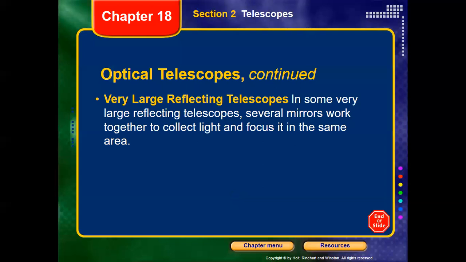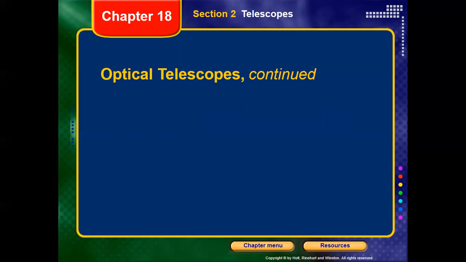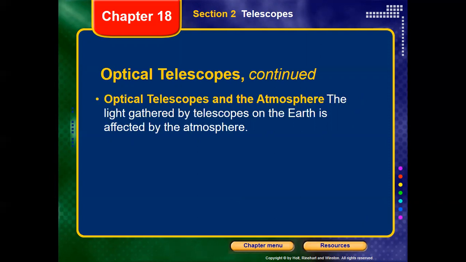Then we find that a very large reflecting telescope, as we said, may contain several mirrors that work together to collect light and focus it on the same area. So you could receive a multidimensional view of the object in space.